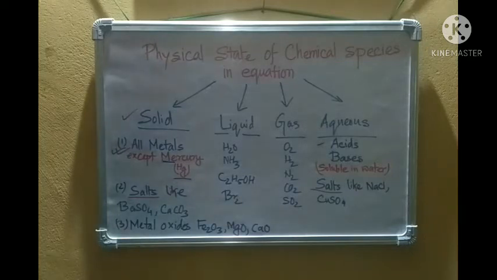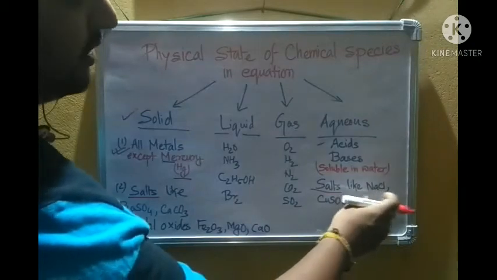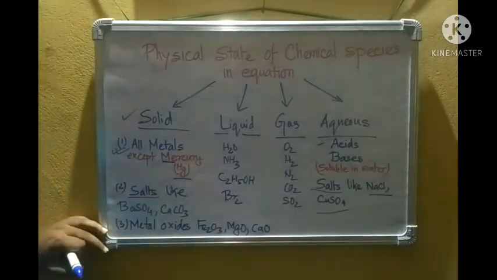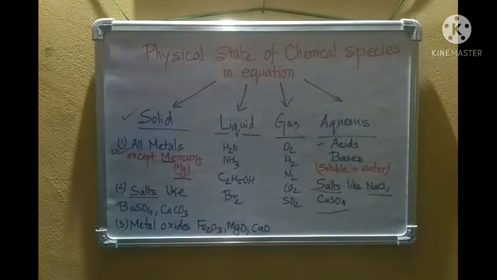Again, the bases. Generally we say that most bases are insoluble in water, but bases like sodium hydroxide or potassium hydroxide can be soluble in water. Since they are soluble in water, we can mention their physical state as aqueous. And some salts, like sodium chloride, the common salt we use in the kitchen, and copper sulfate, are easily soluble in water. A solution of copper sulfate gives a blue colour solution. So these salts which are easily soluble in water are also in their aqueous state.